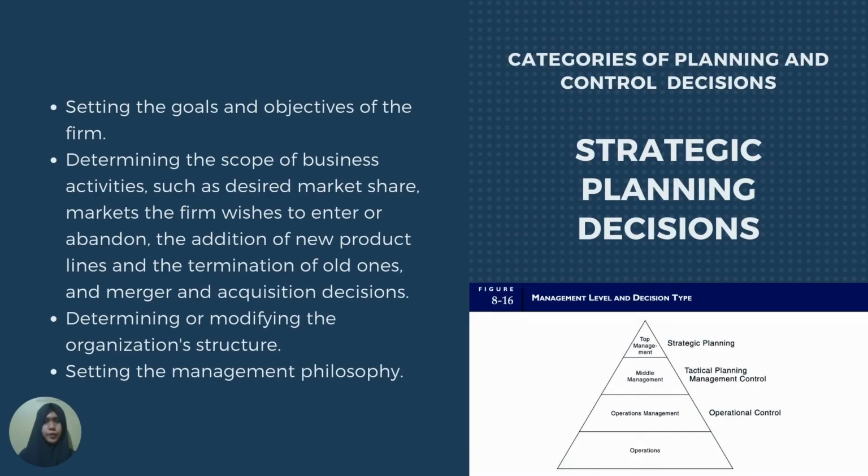So we have here examples of a strategic planning decision. This is usually to set goals and objectives of the firm, to determine the scope of business activities such as the desired market share, markets the firm wishes to enter or abandon, the addition of new product lines, the termination of old ones, and merger and acquisition decisions. It also includes determining or modifying the organization structure and setting the management's philosophy.